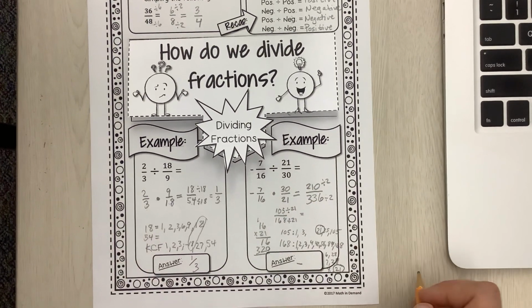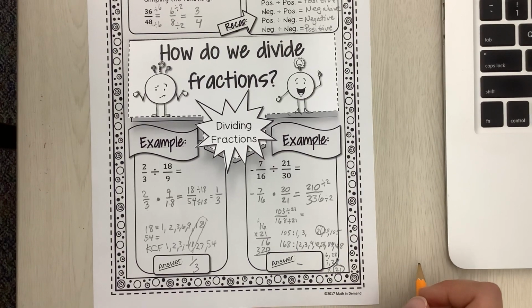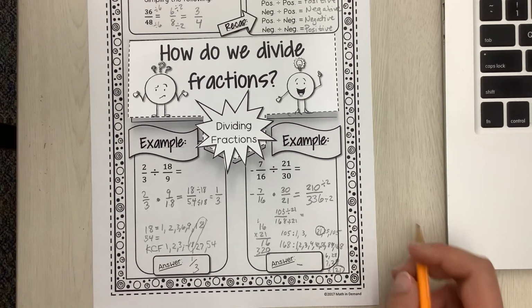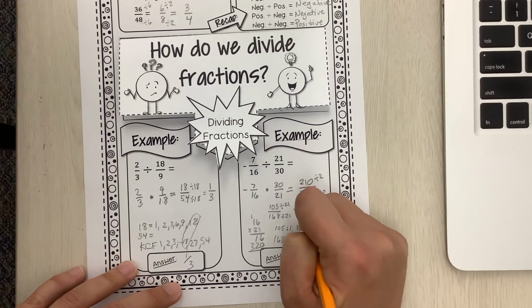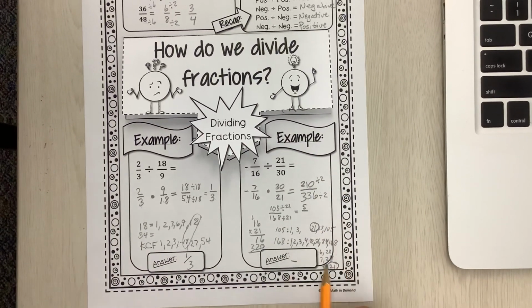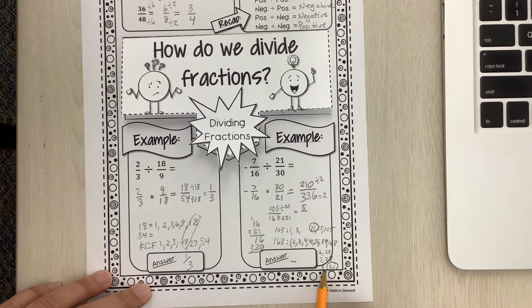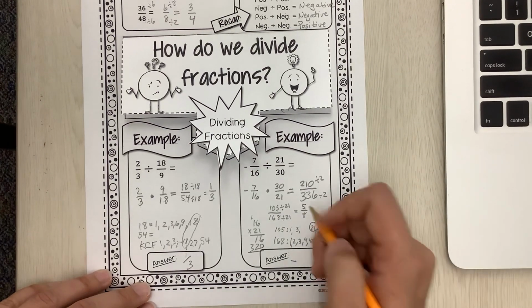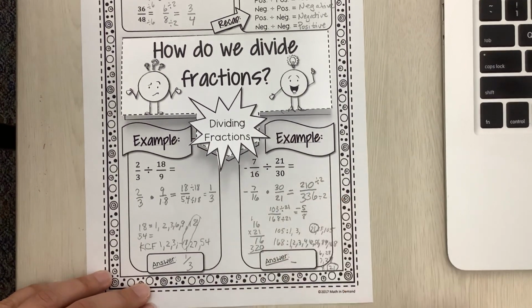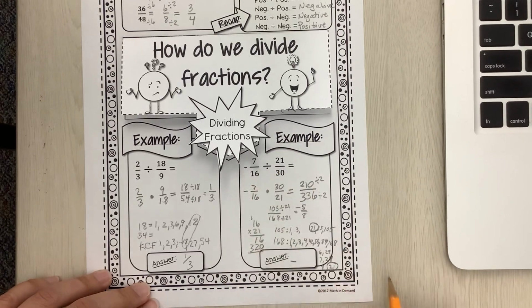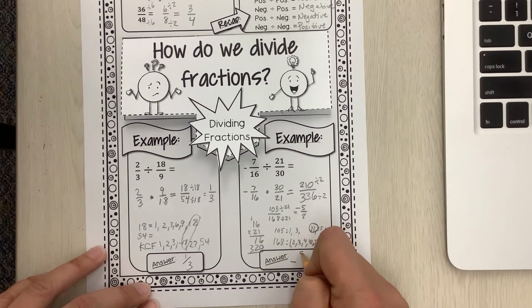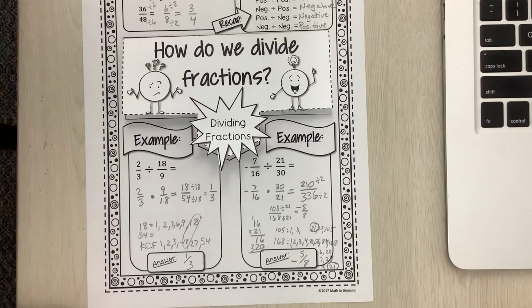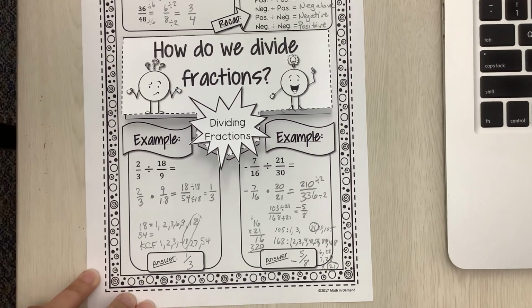So 105 divided by 21 should be 5. And then 168 divided by 21, we already figured it out, is 8. 8 times 21, so it has to be 168 divided by 21 is 8. Okay, and that's as simplified as we can go. And we're going to bring our negative over because remember it's a negative divided by a positive. So negative 5/8.